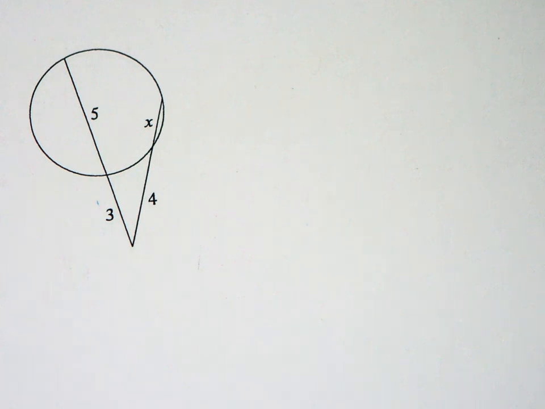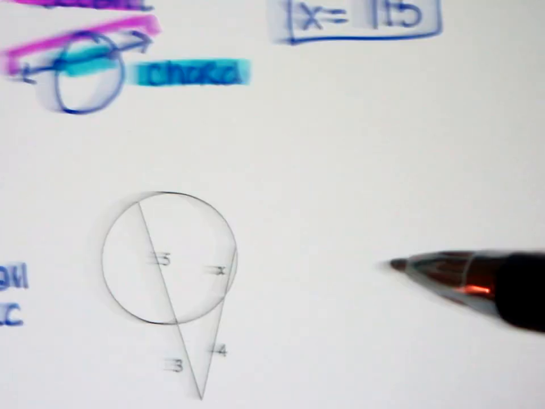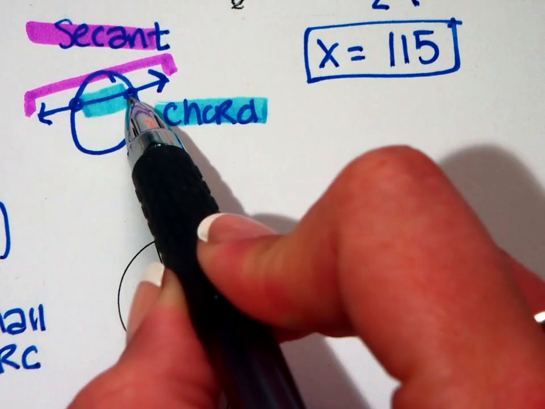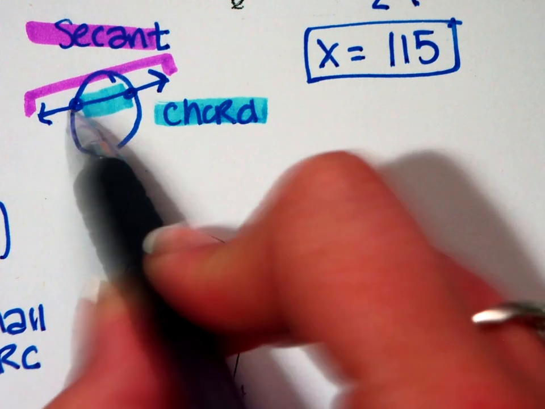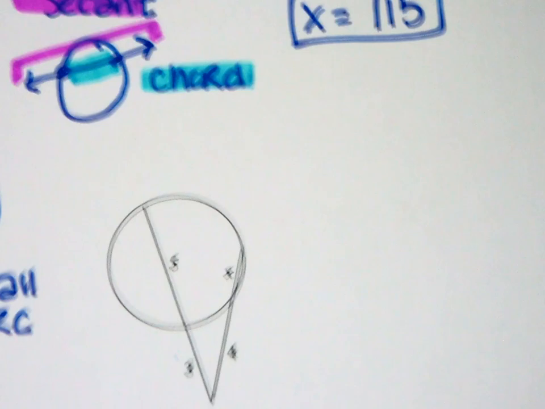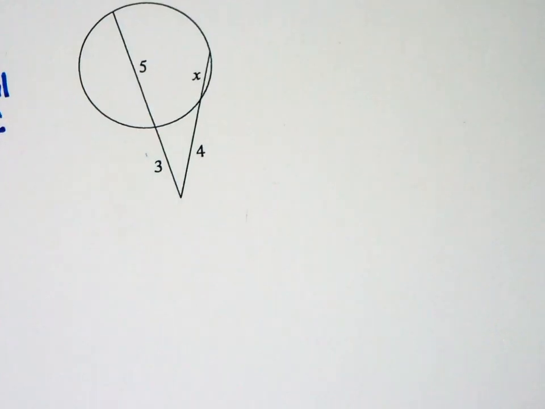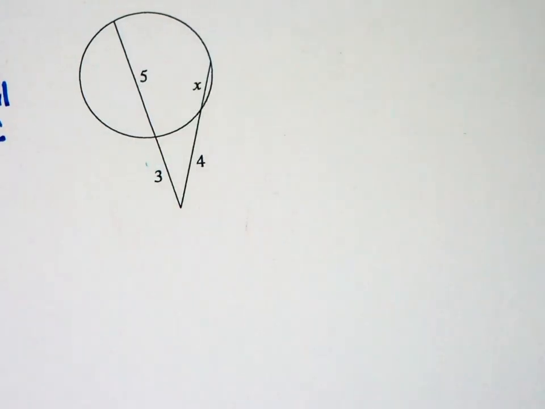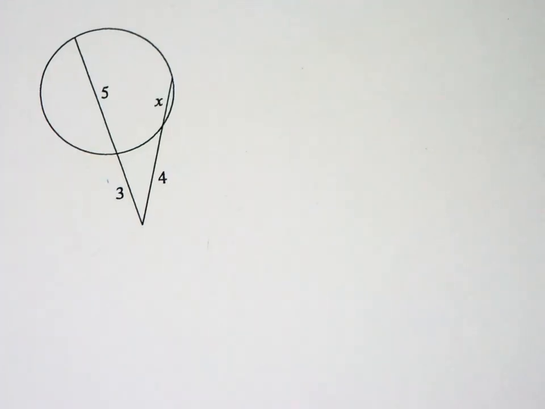This type of problem, when you have two secants, remember from the previous lesson, a secant goes all the way through a circle and goes out and touches the circle twice. A chord is the portion inside only. So these are two secants. The way that you want to do these problems, we know that these are not angles because I don't have degrees. So what I'm going to do is set up my formula. It is the same on both sides.